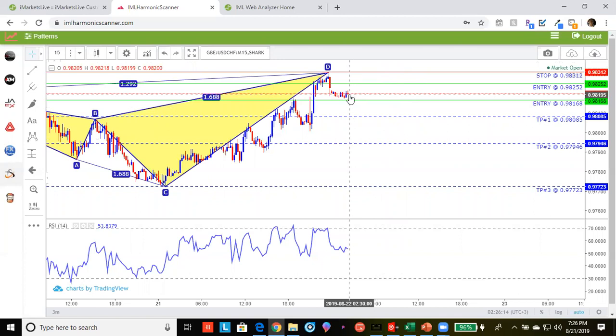But like I said, for the sake of the example, we're seeing this red candle forming. So we're going to take it as a sell on market execution, and we're going to go for take profit 1, because that's the closest point to the entry. All right, so that is USD CHF.